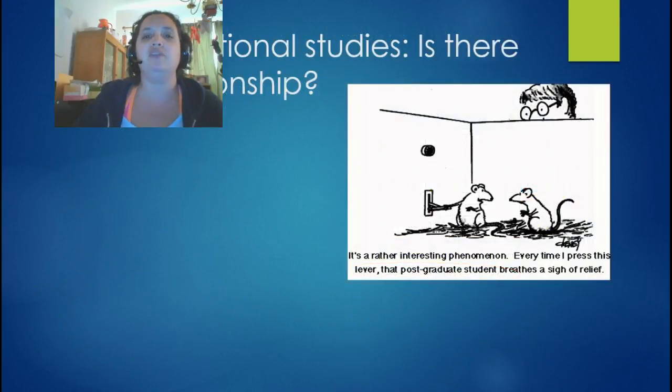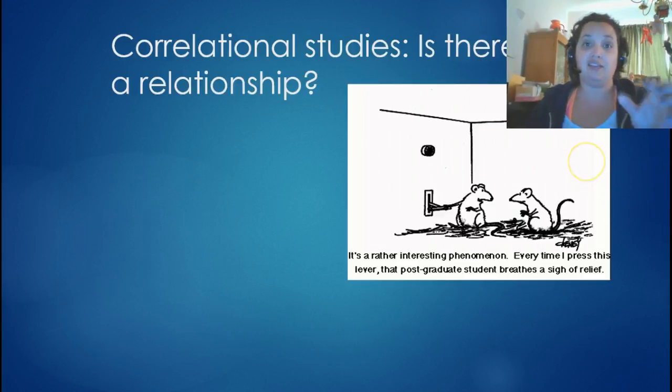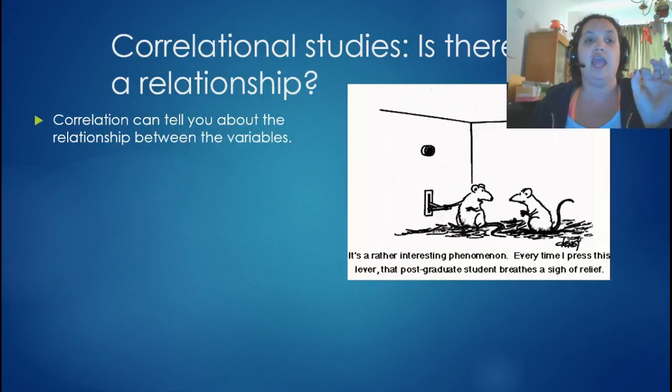So we might be doing something called a correlational study sometimes when we're talking about psychology. We might be looking, like I said, to find that link between two variables. And it can tell us about a relationship.